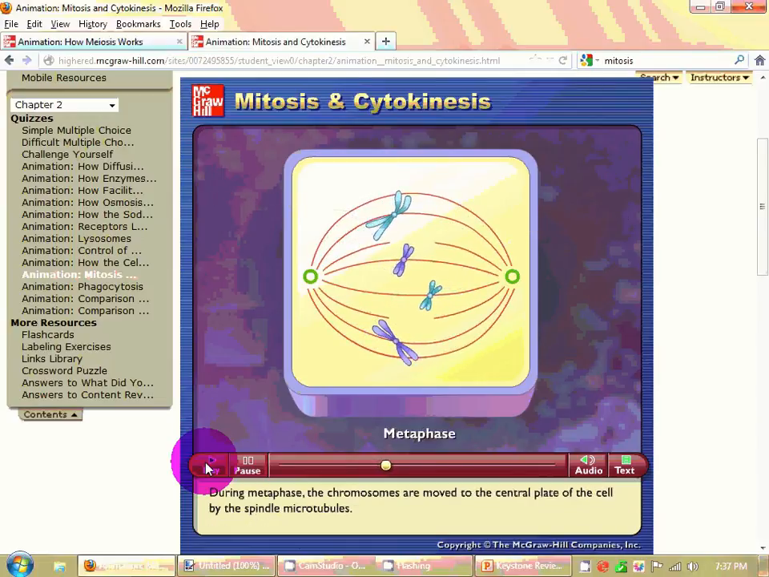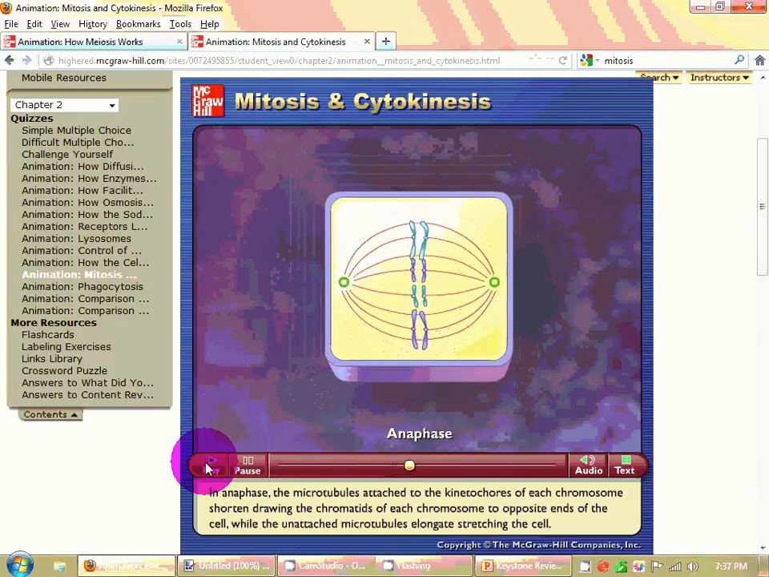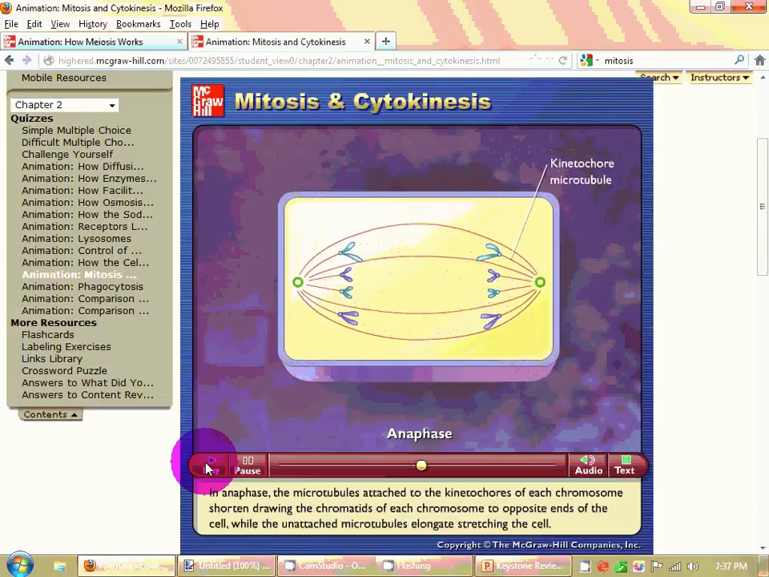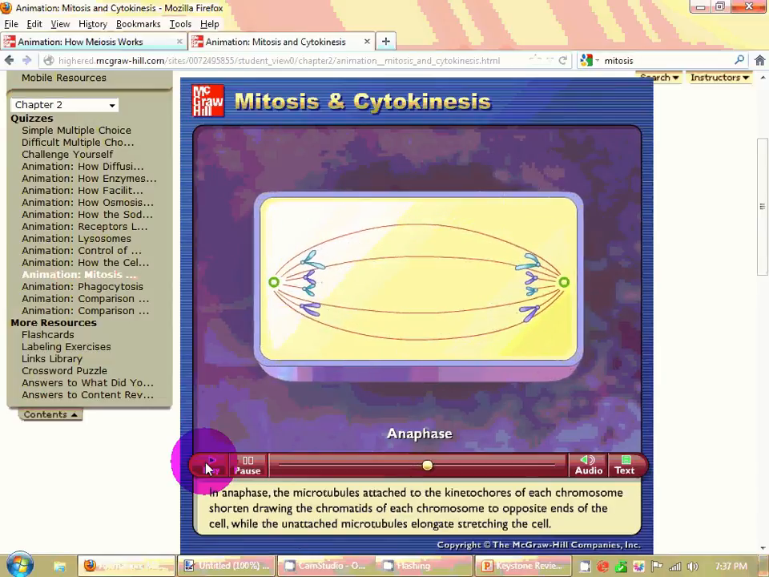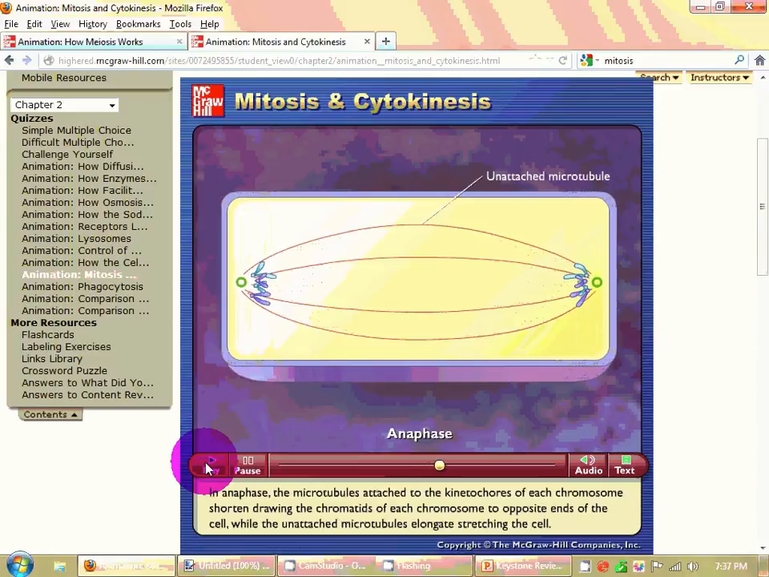During metaphase, the chromosomes are moved to the central plate of the cell by the spindle microtubules. In anaphase, the microtubules attached to the kinetochores of each chromosome shorten, drawing the chromatids of each chromosome to opposite ends of the cell, while the unattached microtubules elongate, stretching the cell.